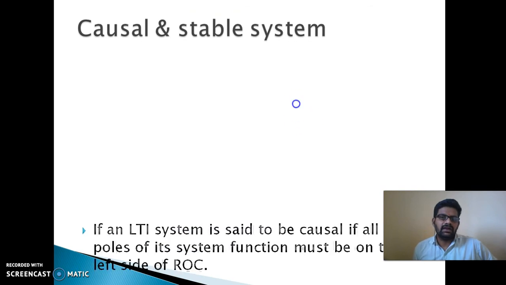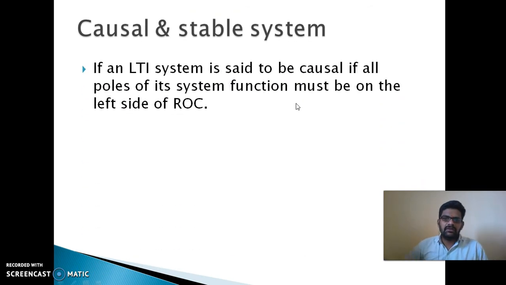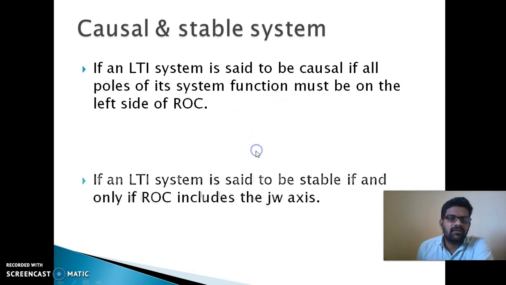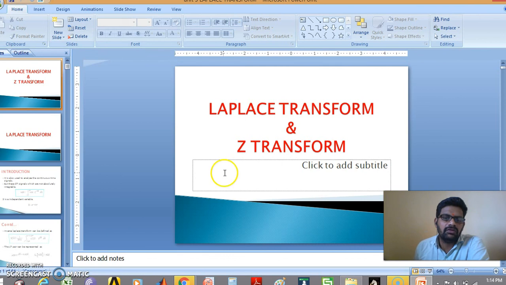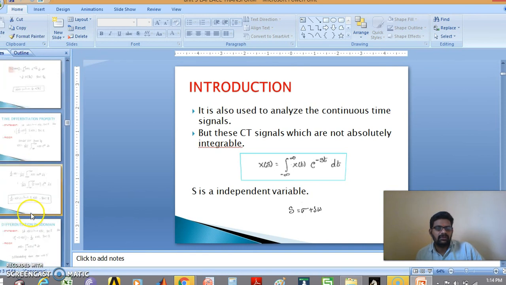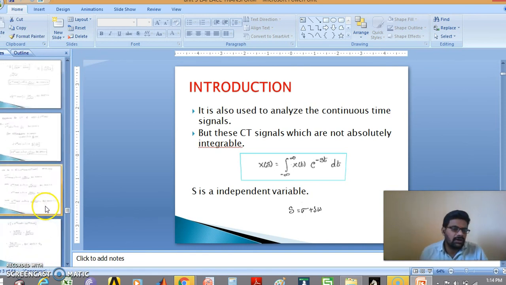Next, the causal and stable system. An LTI system is said to be causal if the ROC lies to the right of all the poles of the function. If the poles lie on the left side of the ROC, then it is a causal system. An LTI system is said to be stable if and only if the ROC includes the jω axis. If the ROC includes the jω axis, then the system is stable. So these two are the basic definitions of stable and unstable systems.